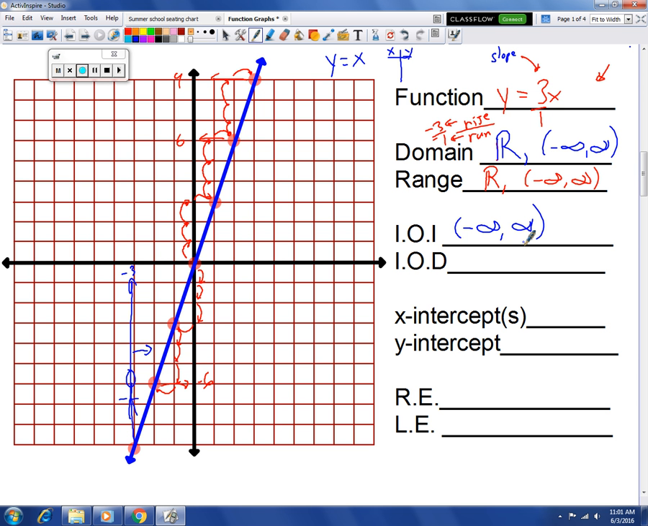Okay? What's the interval of decrease? Again, you always go to the right for interval of decrease and interval of increase. He's never going to go down.